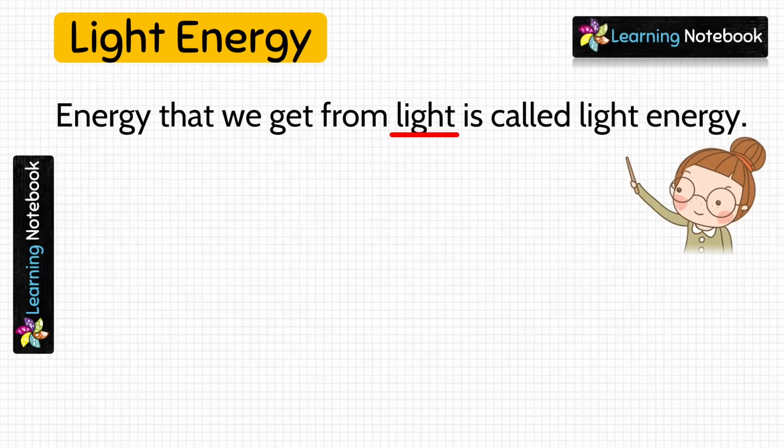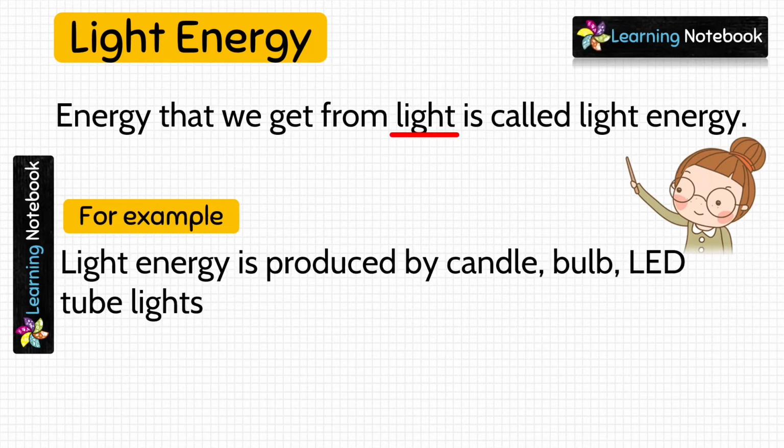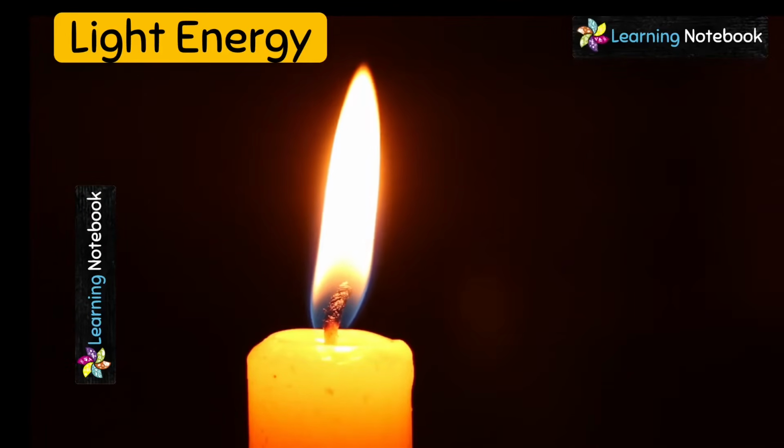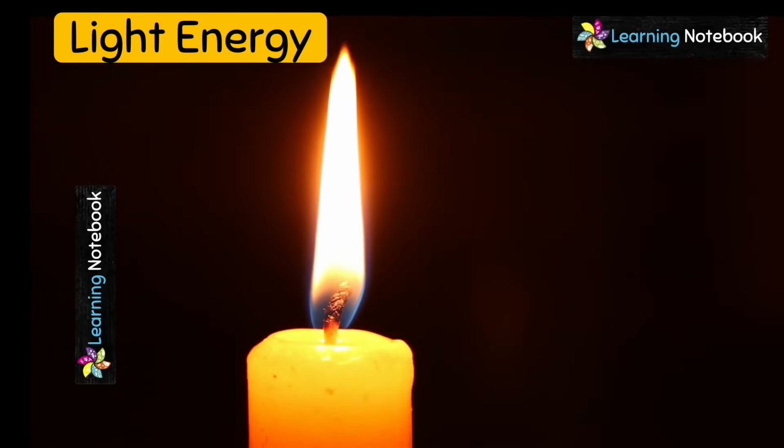Next type of energy is light energy. Energy that we get from light is called light energy. And this energy helps us to see things around us. For example, light energy is produced by candle, bulb, LED tube lights, etc. Look at this burning candle. It is releasing light energy.